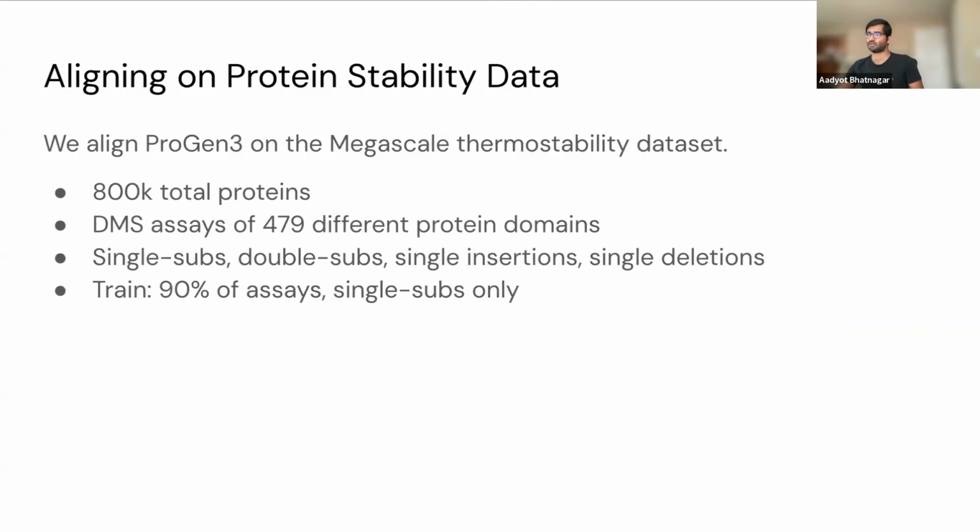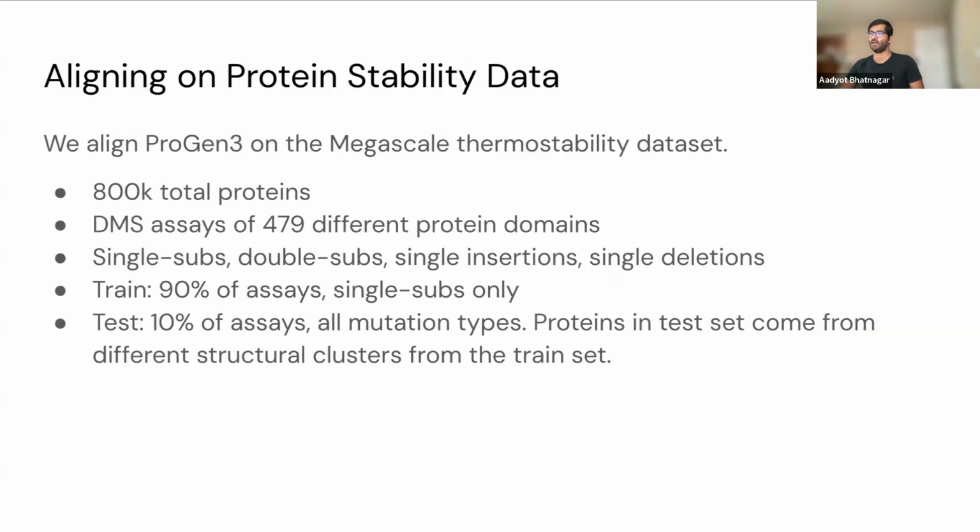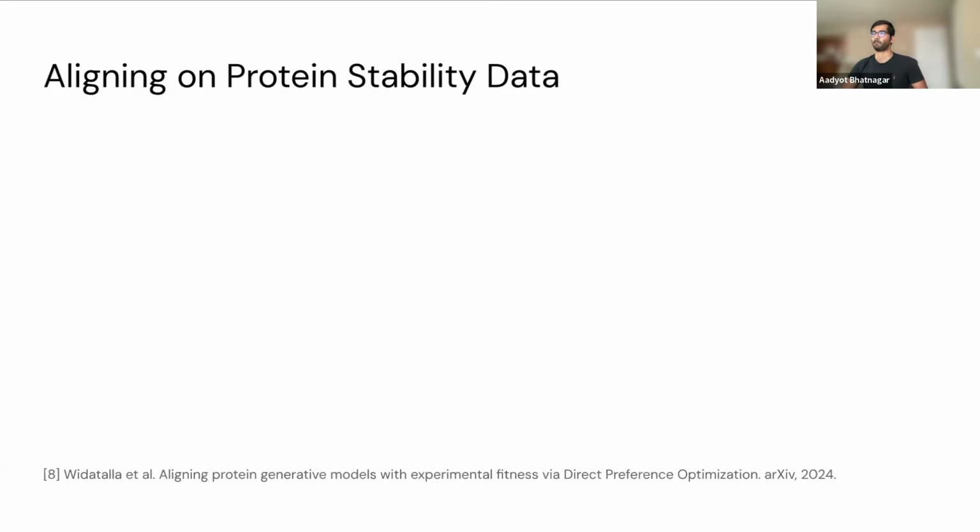For the training, we train only on 90% of these assays, on the single substitutions only. And for testing, we test on 10% of the assays across all mutation types. In particular, the proteins in the test set come from different structural clusters from the train set. So these are really distinct proteins, and this is measuring if you learn a generalizable notion of protein stability.